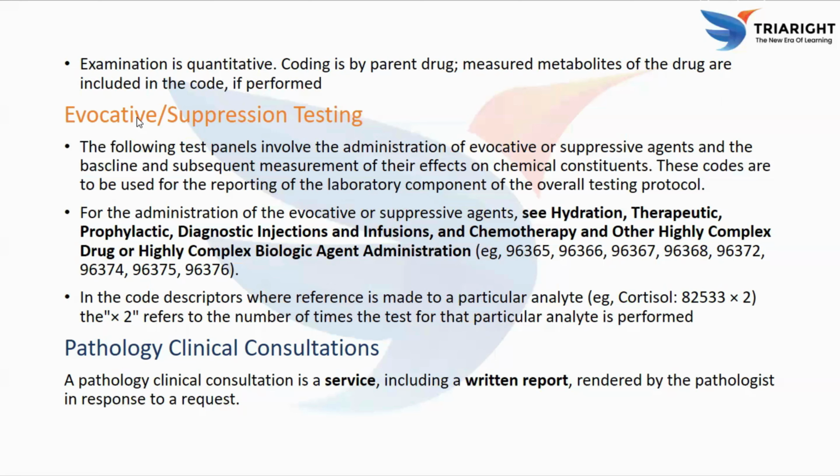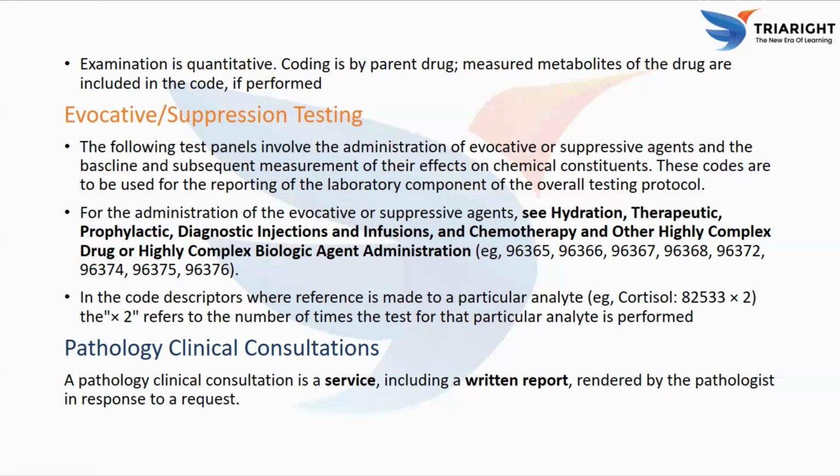So what is evocative testing? Stimulation. We give something that should increase the hormone levels, for example the ACTH stimulation test. What is the purpose of it? It checks the adrenal gland function and the cortisol response, whereas growth hormone stimulation checks for GH deficiency. So this is evocative testing. And coming to suppression testing, we give something that should decrease the hormone levels. For example, the dexamethasone suppression test evaluates Cushing syndrome, and the glucose suppression test evaluates growth hormone excess.